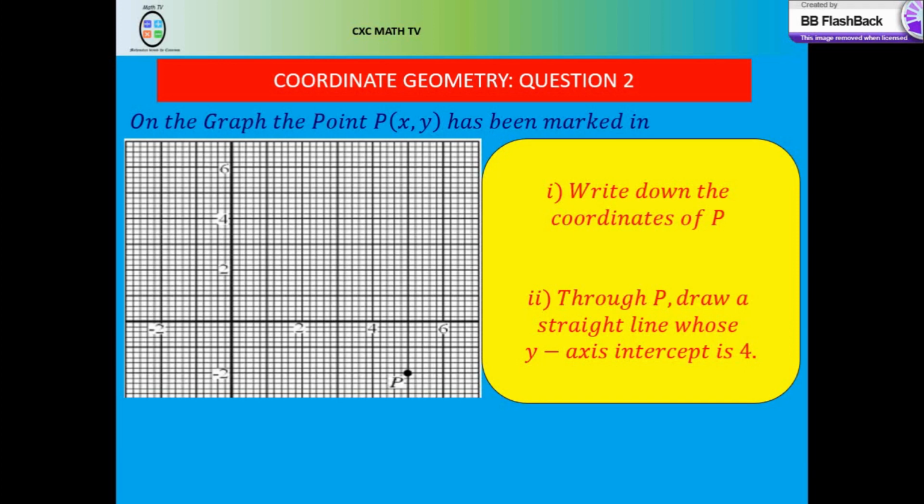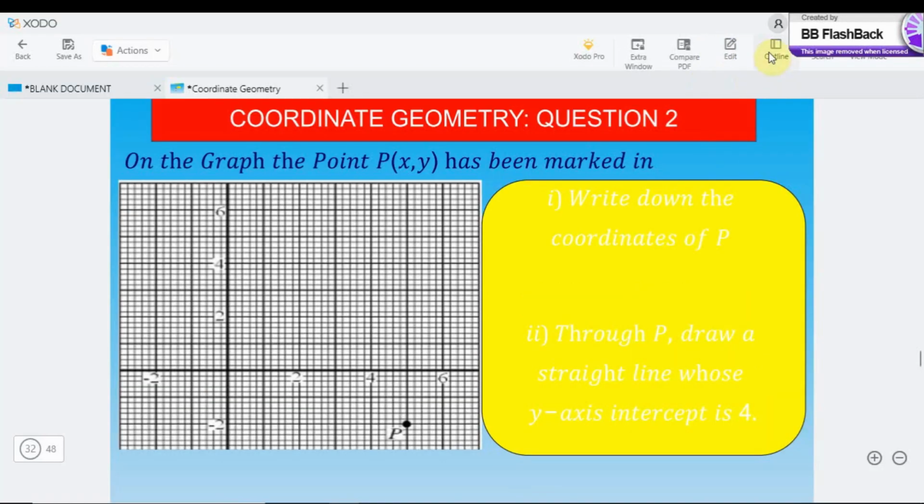Alright, so this is question number 2. It says on the graph, it has the point P marked, and it says write down the coordinates of P, and then through P, draw a straight line whose y-axis intercept is 4. So we're going to do this question. So in doing this question, first thing is write down the coordinates of P. So P, as we realize, P right here, the x value is 5, the y value is negative 2. So P is the point 5, negative 2.